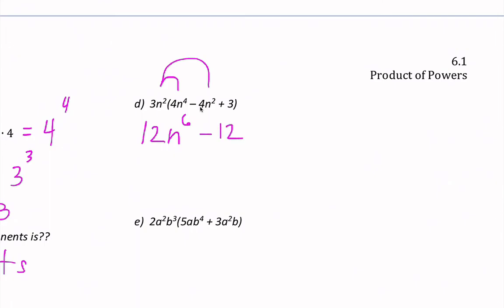So now we need to look at our n's. So I have n squared times n squared. We know the rule is to take these little exponents and add them. 2 plus 2 is 4, so that's going to give me n to the fourth.